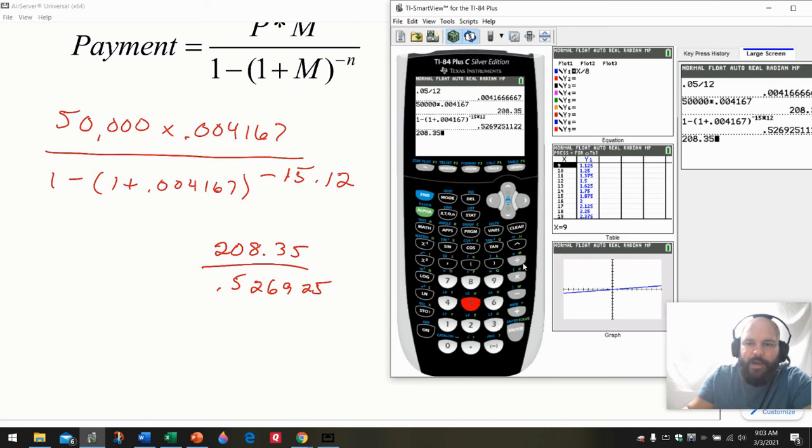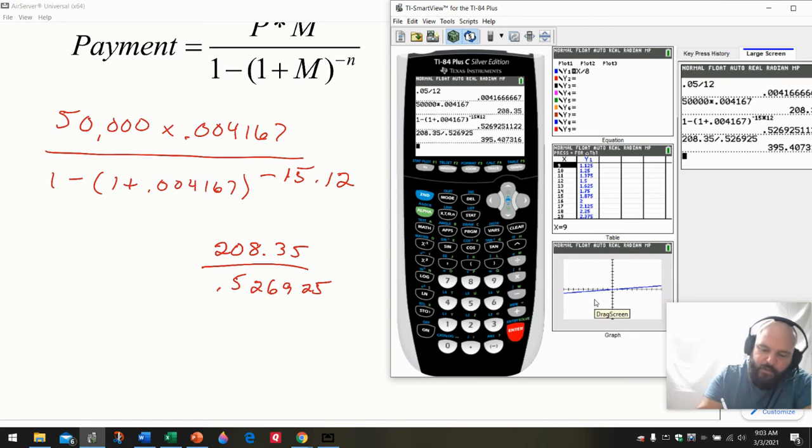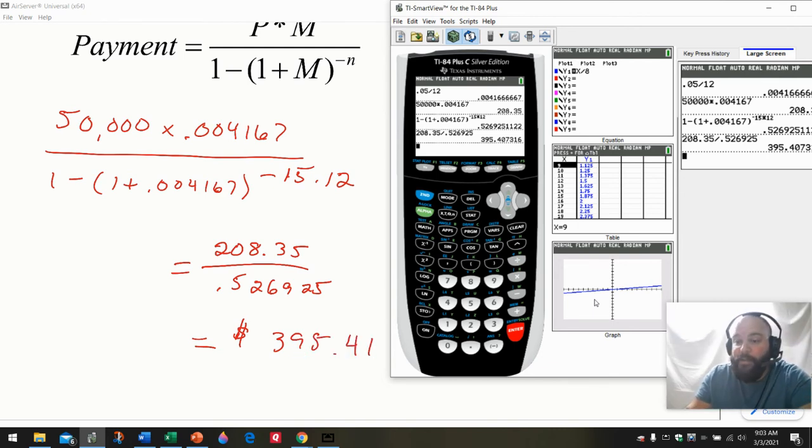So there are our two numbers that we now need to divide. 208.35 divided by 0.526925. And you can see this gives me a grand total of $395.41. So that's your payment every month for 15 years. You will pay $395.41 every month.